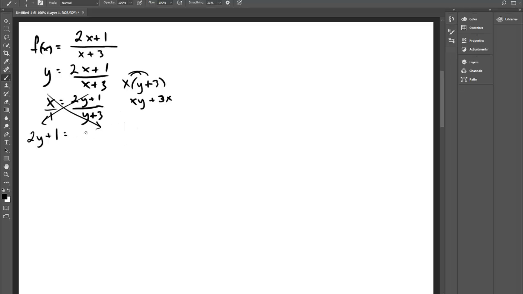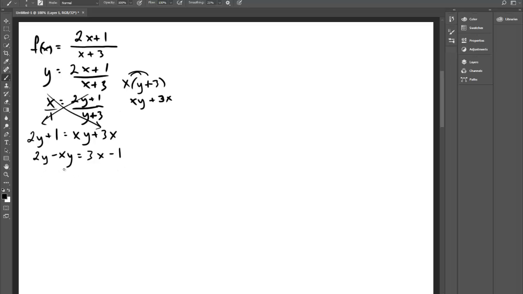And I'm going to write it just like that. So xy plus 3x. Now we're going to solve this for y. So we're going to take this and throw it over here, and then we're going to take the plus 1 and put it over here. Okay, so that is going to become 2y minus xy equals 3x minus 1.